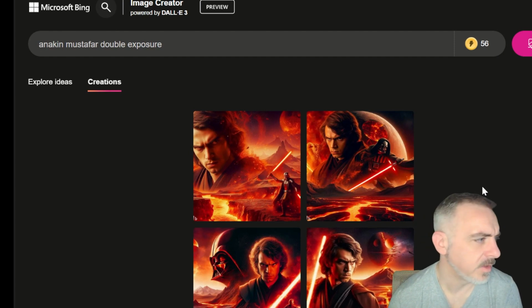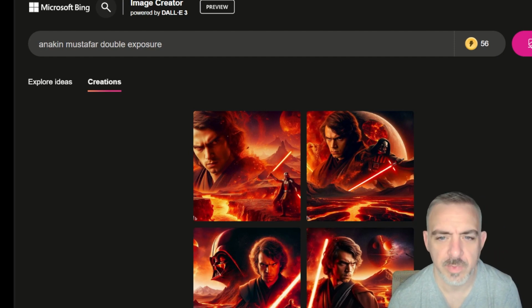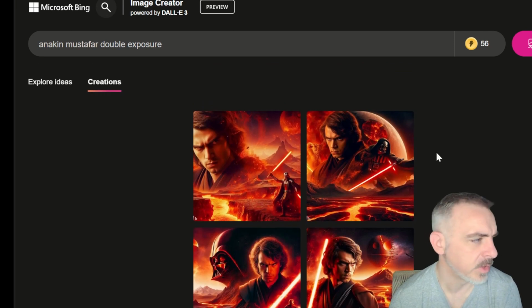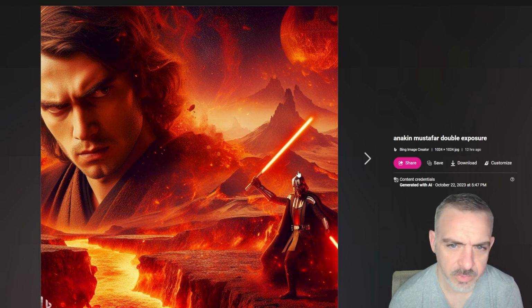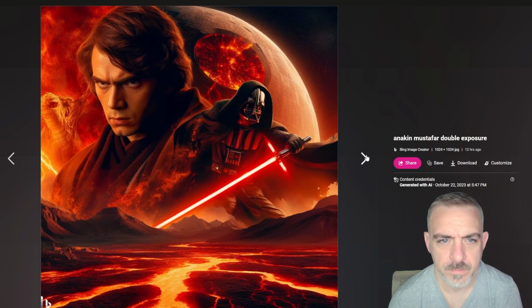For this prompt, I did Anakin Mustafar double exposure. It did not do what I was looking for, but let's take a closer look at these images anyway. Yeah, I kind of get the double exposure here with his face in the background with the lava, but I'm not sure what's going on with this dude. I don't remember seeing him there. Not terrible. Darth Vader looks a little funky here. I think it's because of the cloak he's wearing and the weirdness going on with this Death Star thing in the background. Also, he's got a Kylo Ren style saber.